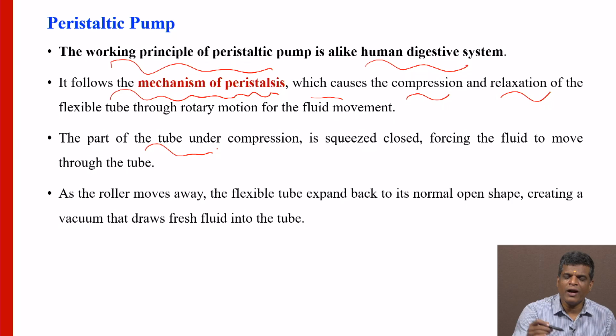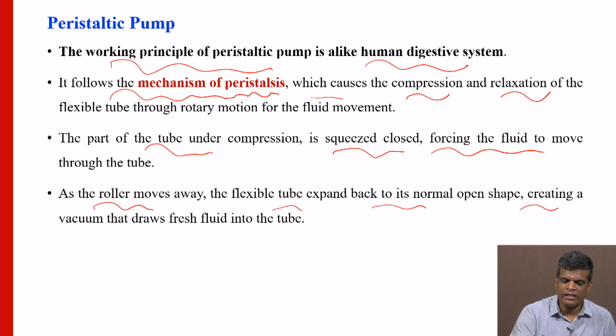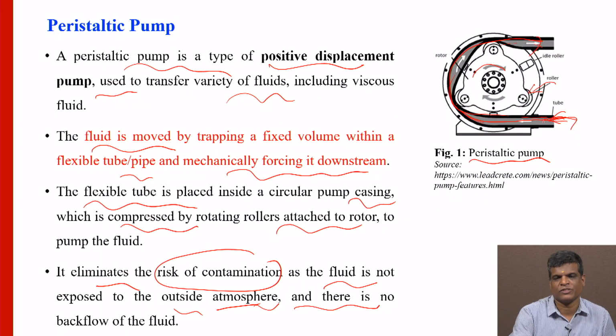The part of the tube under compression is squeezed, forcing the fluid to move through the tube. Then when the roller moves away, the flexible tube expands back to its normal open shape, creating a vacuum, which again draws in fresh fluid. So it starts from here, then squeezes, then expands, and continues this way. It's a continuous process, in one direction, with no backflow here.